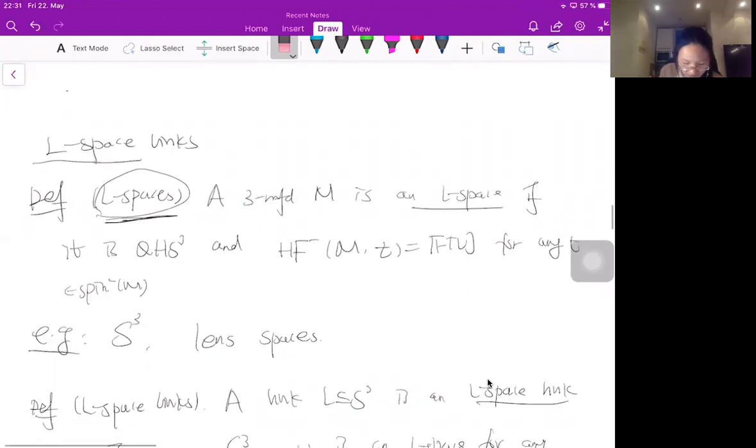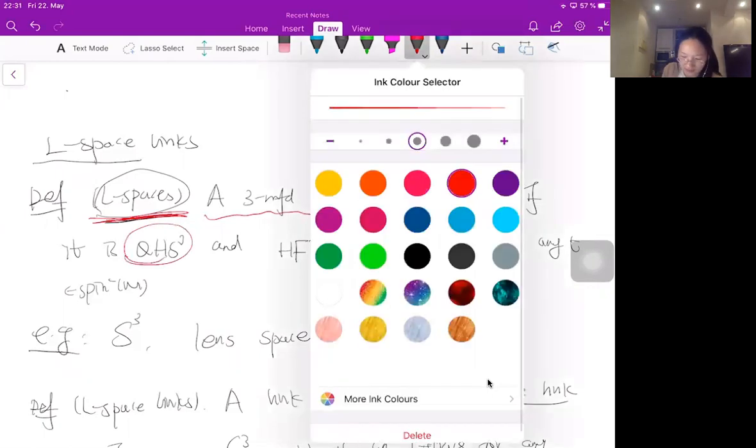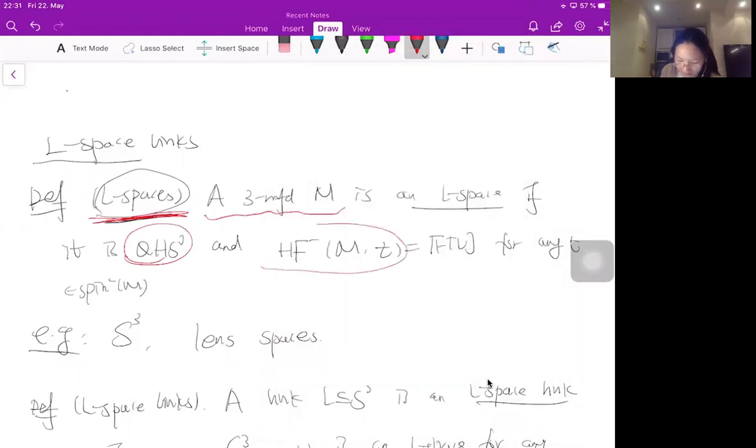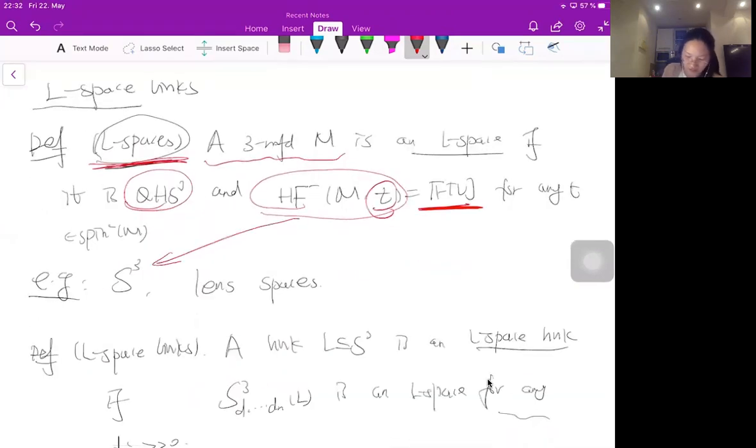Before we talk about the definition of L-space links, we first need to see the definition of L-spaces. L-space is a concept for a three-manifold M, and we say a three-manifold M is an L-space if it's first of all a rational homology sphere, and it needs to satisfy that the three-manifold invariant we defined in the first session, HF minus, is exactly generated by one element as an F[U]-module for each spin^c structure. This is actually an analog of S^3. If you remember, HF minus of S^3 is exactly F[U], because it only has one spin^c structure. So S^3 is an L-space, and all lens spaces are also L-spaces. That's where the name L-space comes from.